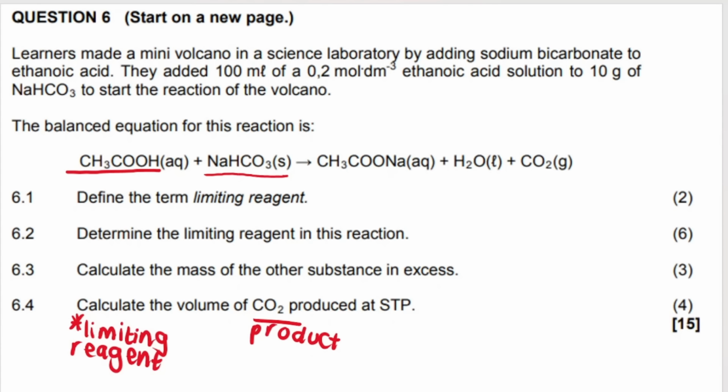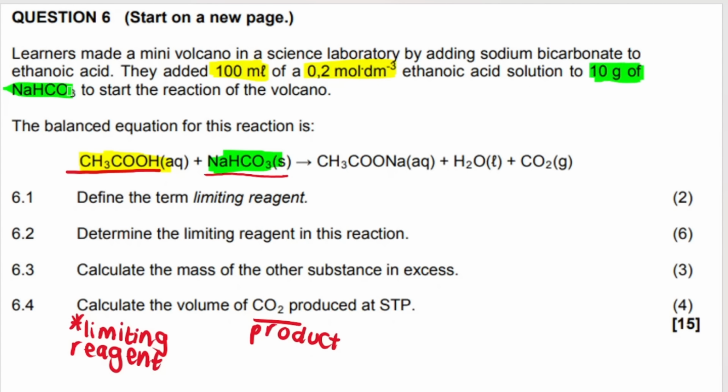So if you take a look at the question very carefully, we can see that in terms of our acid, this is ethanoic acid, they tell us that we have 100 milliliters, that's the volume, that's the same as 100 cubic centimeters, and the concentration, 0.2 moles per cubic decimeter. That is the information they've given me about the acid. But they also give me information about sodium bicarbonate. They tell us that we have 10 grams of sodium bicarbonate.